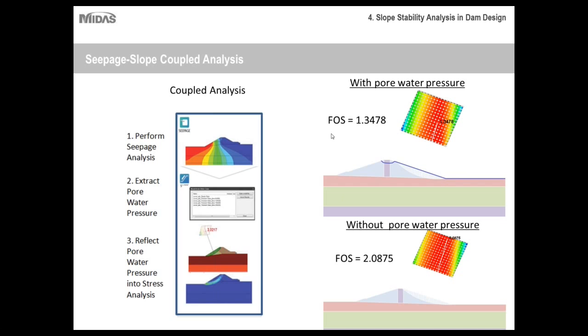So that's another good thing to do. It's another good practice to see how the pore water pressures directly affect the stability of your slope. And a good way to compare that is to model it with and without the pore water pressure, as shown here.